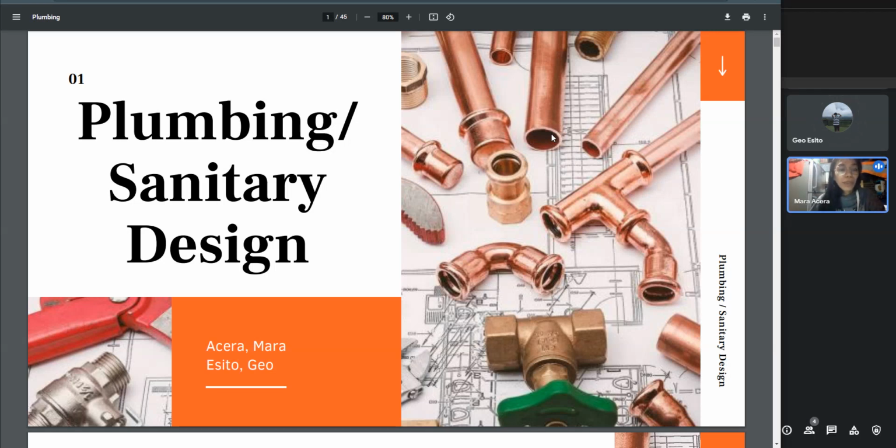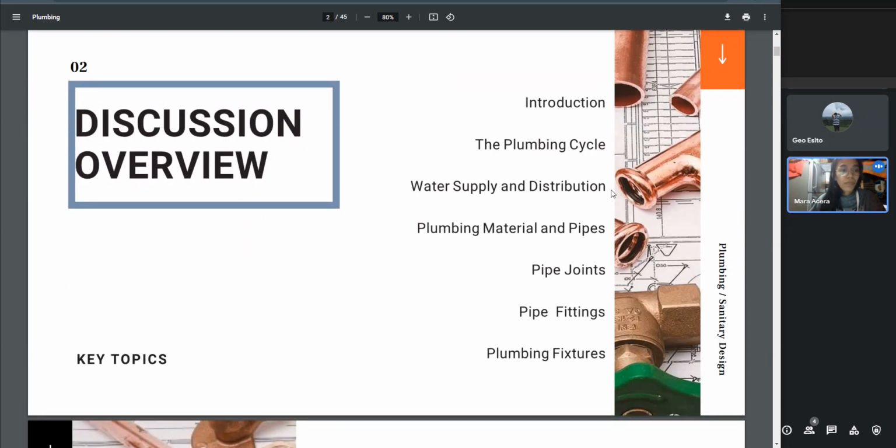Hello everyone, we're gonna discuss the plumbing or sanitary design. Next, our discussion overview includes the introduction, the plumbing cycle, water supply and distribution, plumbing material and pipes, pipe joints, pipe fittings, and the plumbing fixtures.